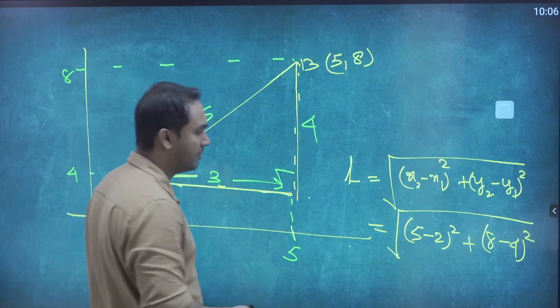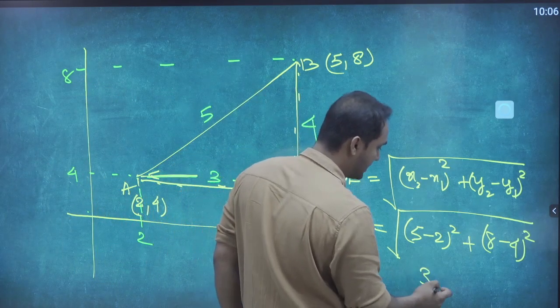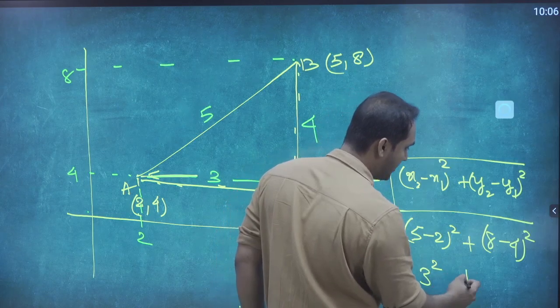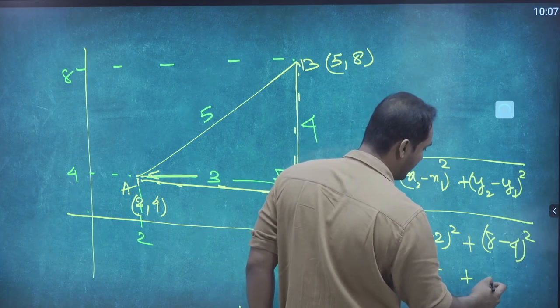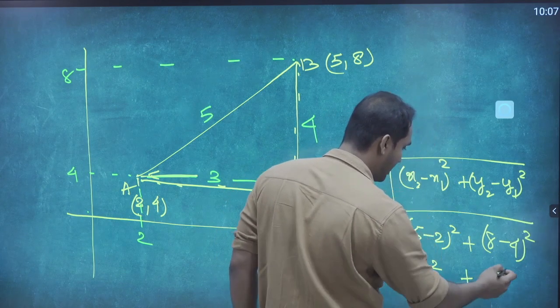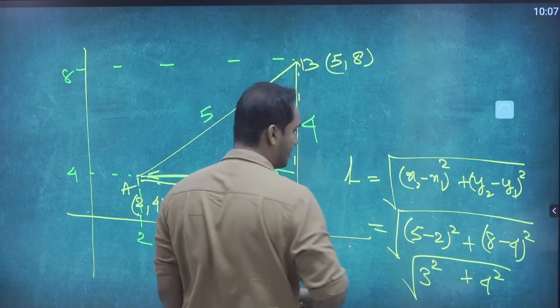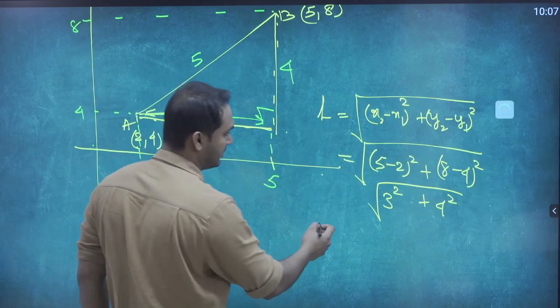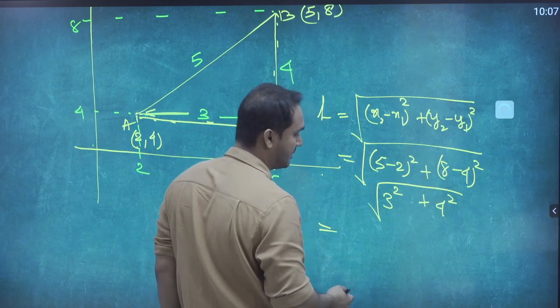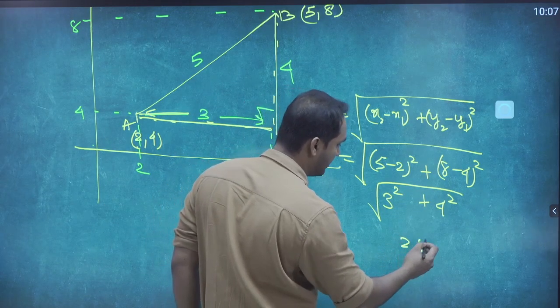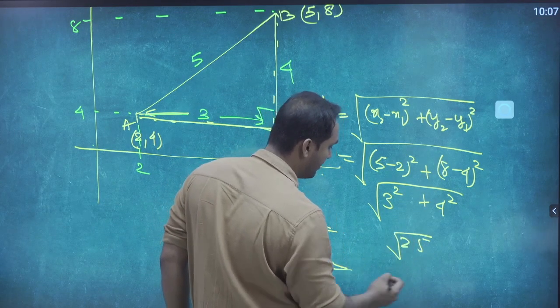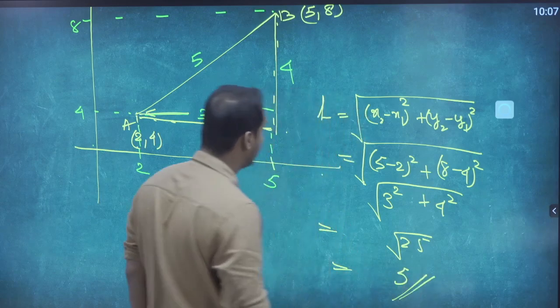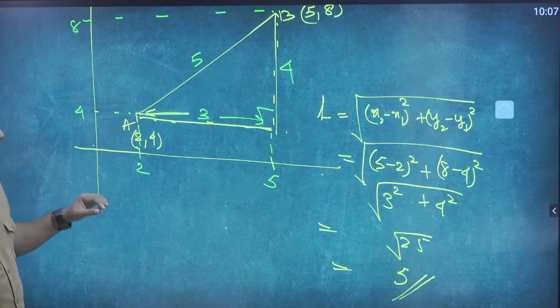So what do you get? 5 minus 2 is 3 and its square, plus 8 minus 4 is 4 and its square, and the complete root of it. So simple. So 9 plus 16, 25. The root of 25 will be 5, right? So this length is 5.